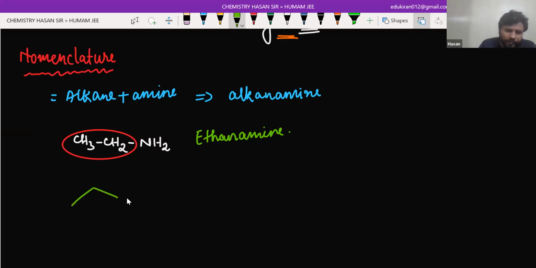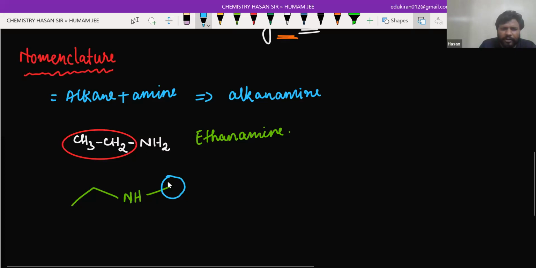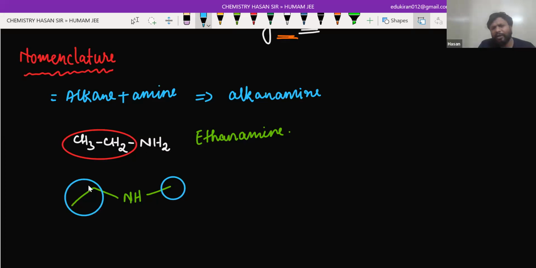If you have something like this, NH and this, that means you can see there is only one carbon on the right hand side and there is two carbon on the left hand side. So I think you can easily decide which one will be parent chain and which one will be the substituent. So this will be your substituent because it has lesser number of carbon. So how we are going to write? You know that this is your methyl, since we are going to use it as a substituent, it is methyl.